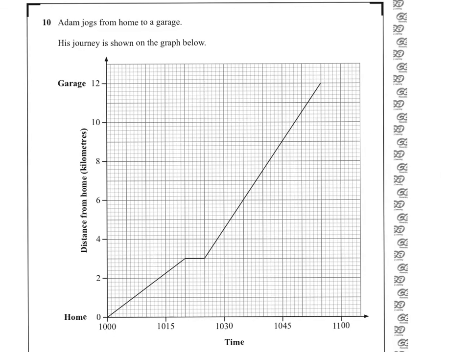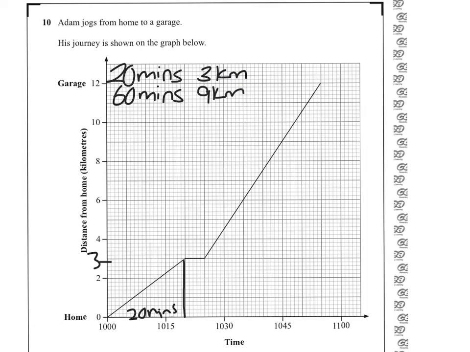We're asked for Adam's speed in the first part of the journey, and in the first part of the journey he goes 20 minutes, and in those 20 minutes he travels 3 kilometres. So if 20 minutes is 3 kilometres, then in 60 minutes we would have done 3 times that, which is 9 kilometres. So his speed for the first part is 9 kilometres per hour.